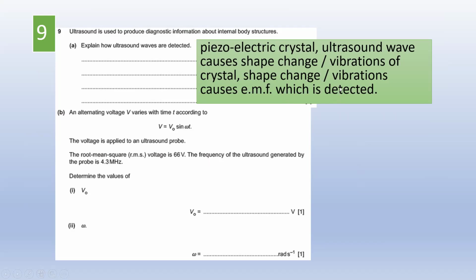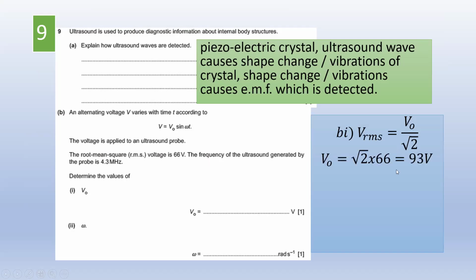Right? So it's an alternating voltage. V varies with time t according to the equation. The voltage is applied to the ultrasound probe. Root mean square is given. Frequency is given. Determine the value of V naught. Okay, V naught over root 2. Cross multiply to find V naught.